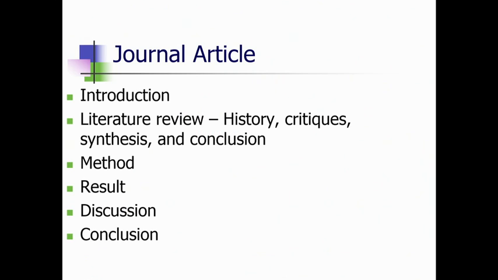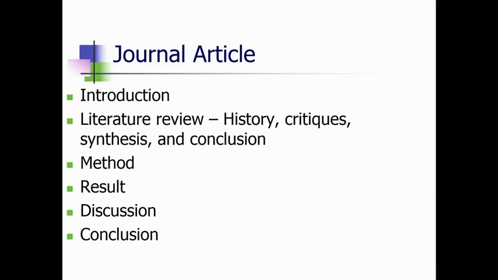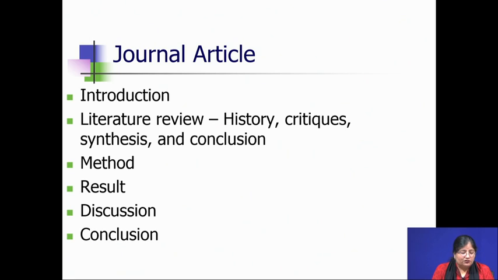The primary purpose of journal articles is to help upcoming researchers and academicians build on the knowledge that has already been created. So, they are looking for very crisp, very precise, very keen information that needs to be presented in the study. A journal article will typically include an introduction, a literature review, which would include history, critique, synthesis and conclusion. It would include method, results, a discussion of results and conclusion.